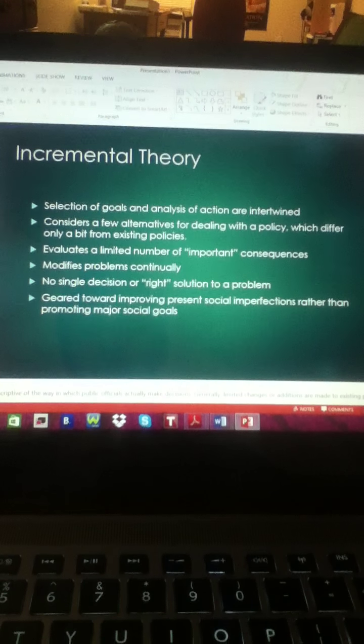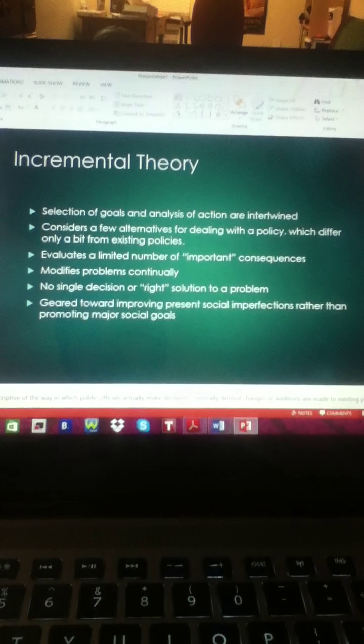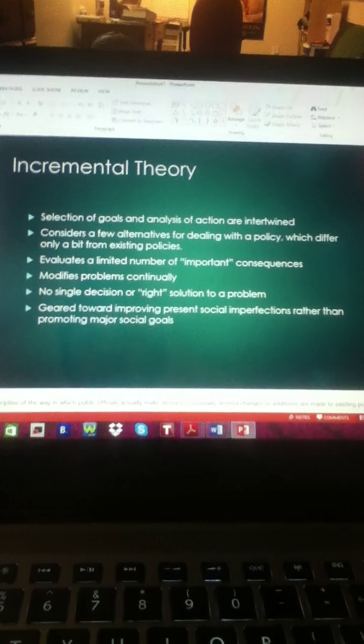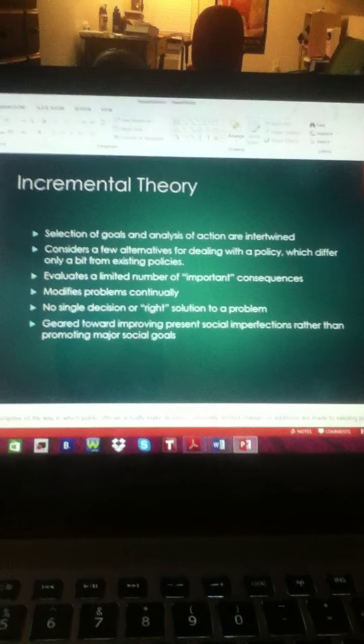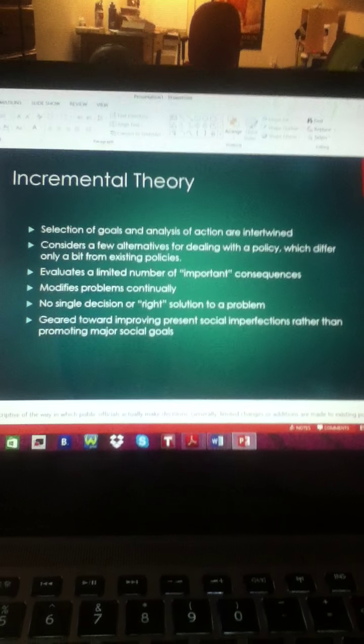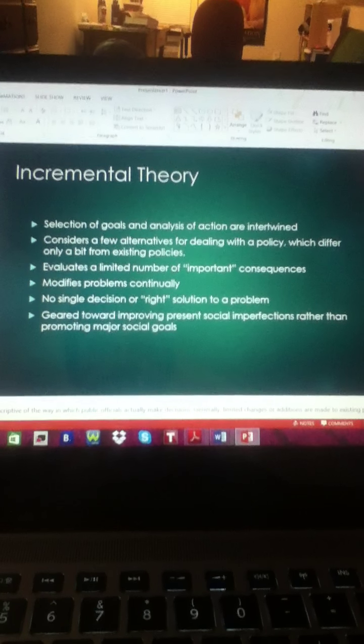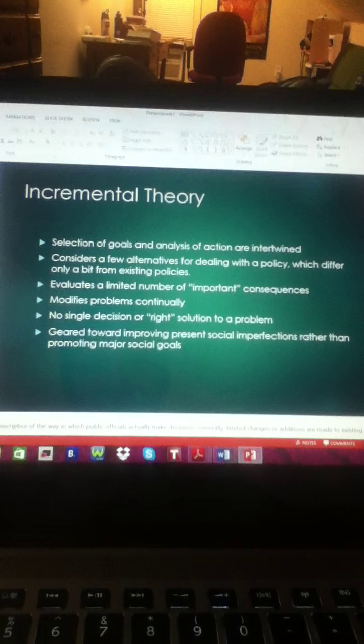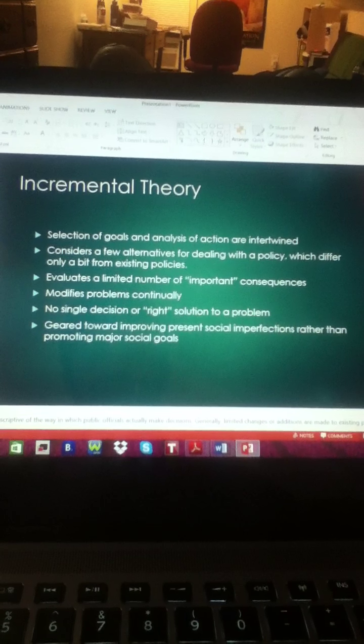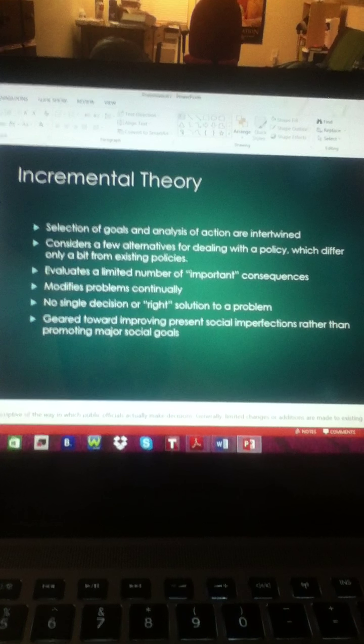The next theory is the incremental theory. This theory is more descriptive of the way in which public officials actually make decisions. Generally, limited changes or additions are made to existing policies. The incremental theory can be summed up by these points.